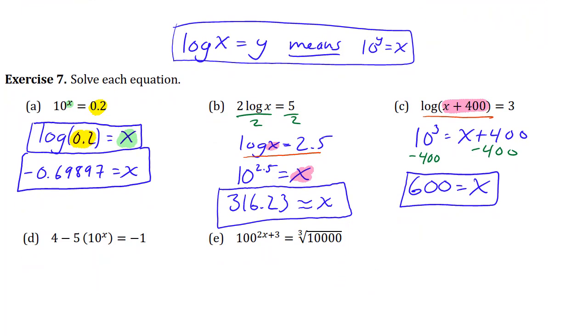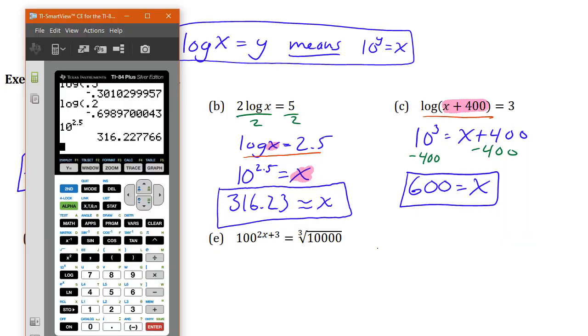And all of these, by the way, it's a good idea to check them with your calculator. I always recommend checking things with a calculator because it not only makes sure you get the right answer, but it also helps you understand why the methods you're doing work. So if we do log of 600 plus 400, that's going to be log of 1,000. That's the same as 10 to the power 3. So the result of that logarithm is 3.